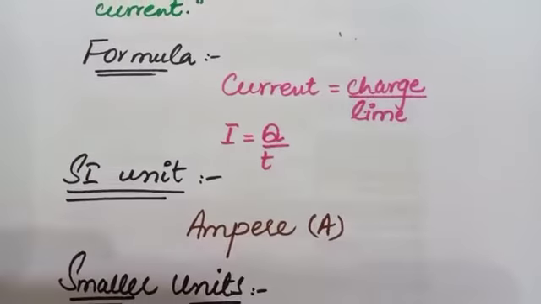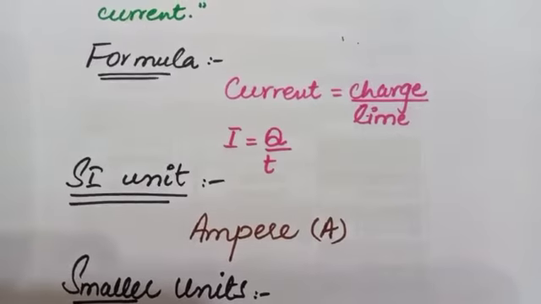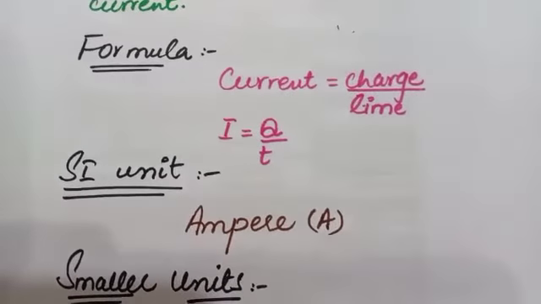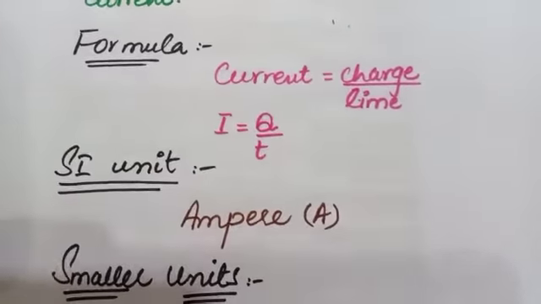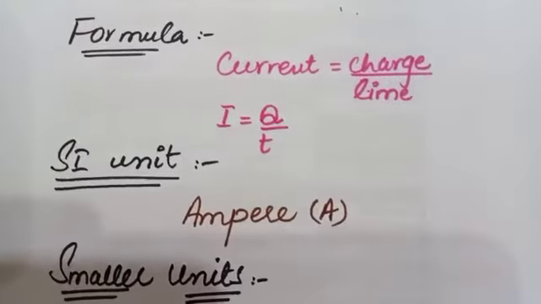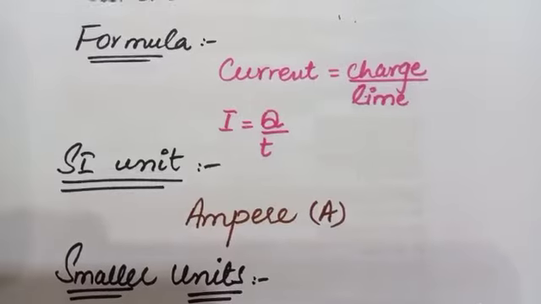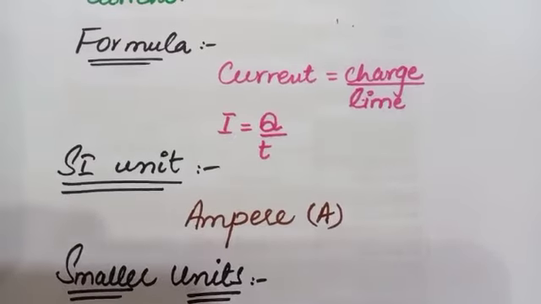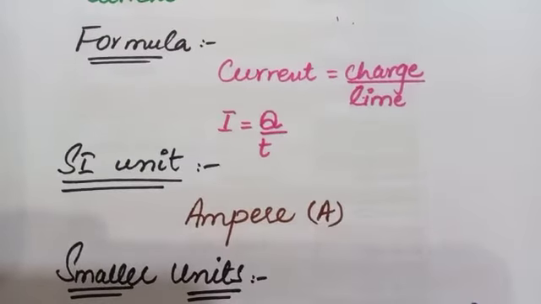The chemical energy of the battery changes to electrical potential energy. Energy is converted from one form to the other. The chemical energy is converted to the electrical energy here. The electrical potential energy decreases as the charges move around the circuit.